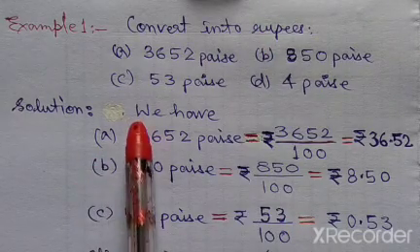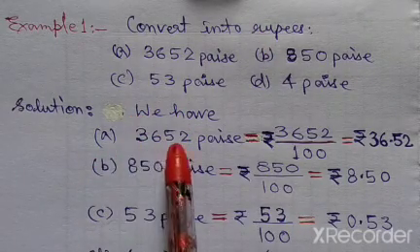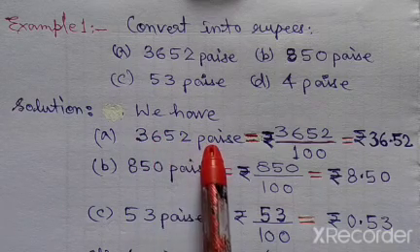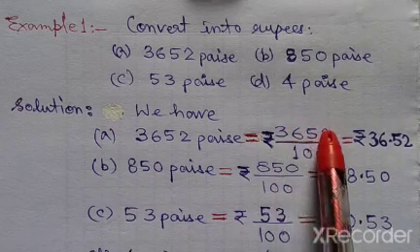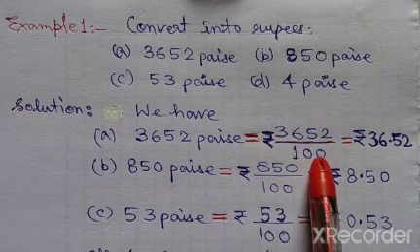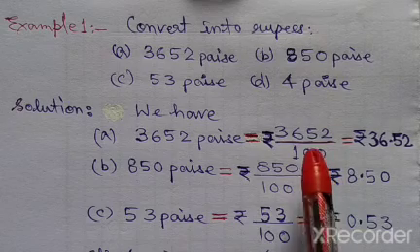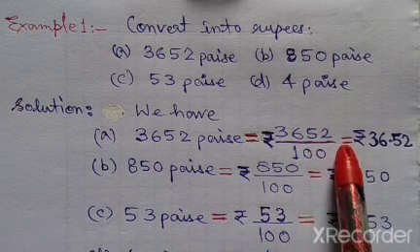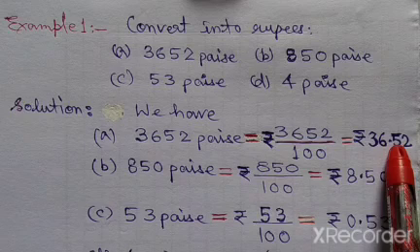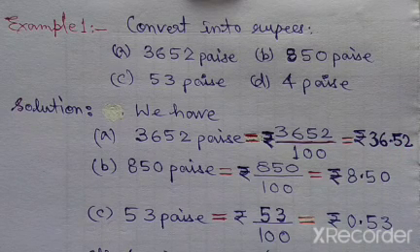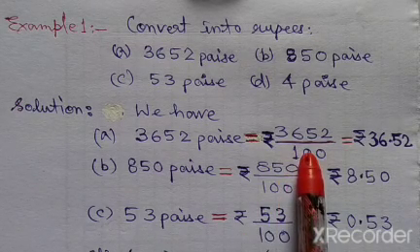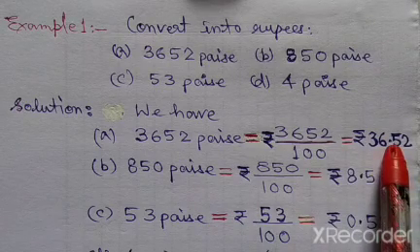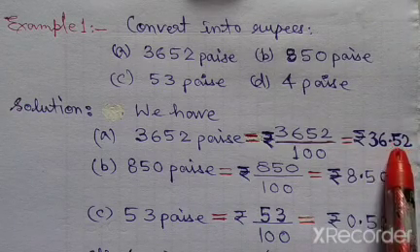So children, look here, 3652 paise is equal to rupees 3652 divided by 100, because according to the rule we have to divide by 100. Now it is equal to rupees 36.52. According to the rule, in order to convert paise into rupees, we divide by 100 and put the decimal point after 2 digits from the right.